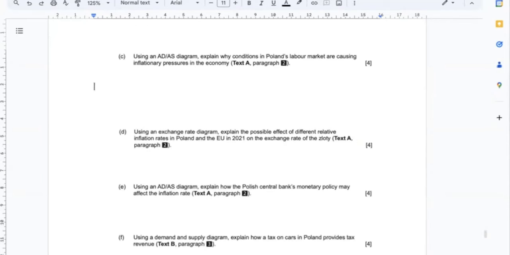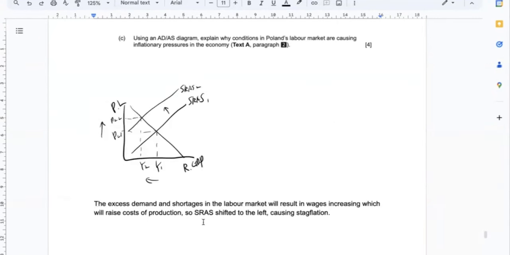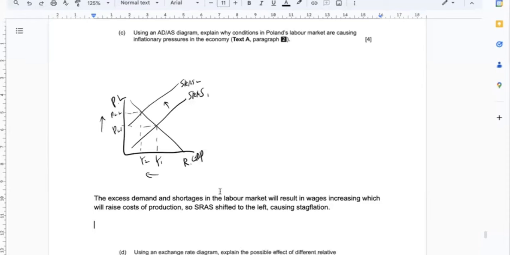Question C. Using an AD-AS diagram, explain why conditions in Poland's labor market are causing inflationary pressures in the economy. According to the text, in the labor market in Poland, there was excess demand, in other words, shortages in the labor, which means it would have resulted in a wage increase and also a rise in cost of production. So it must have shifted the SRAS curve to the left, causing stagflation.